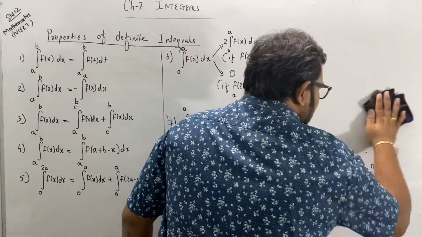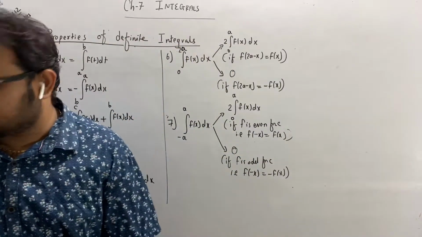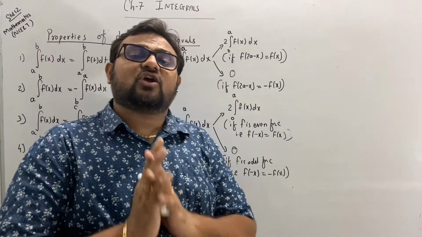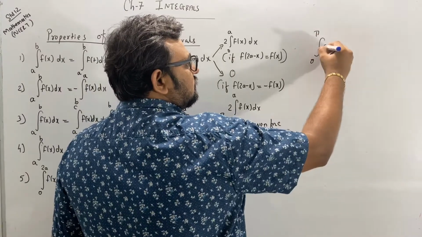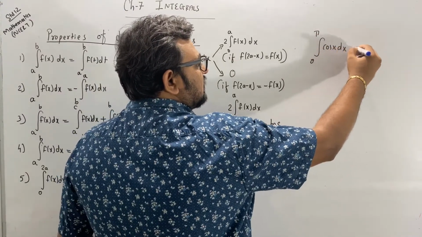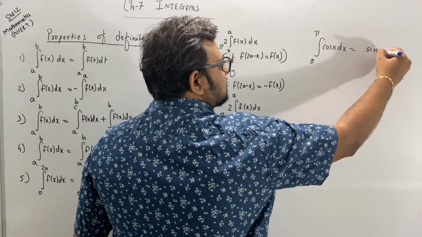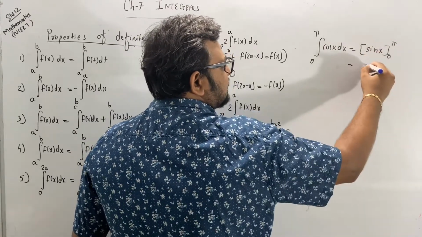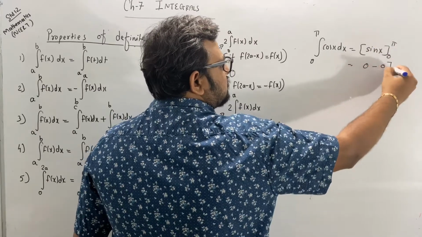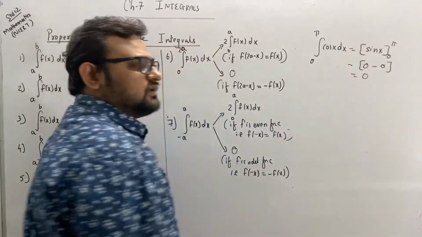Now let's take the example of integral 0 to pi cos x. Integration of cos x is sin x. So what is sin pi? 0. Sin 0, 0. Answer is 0.